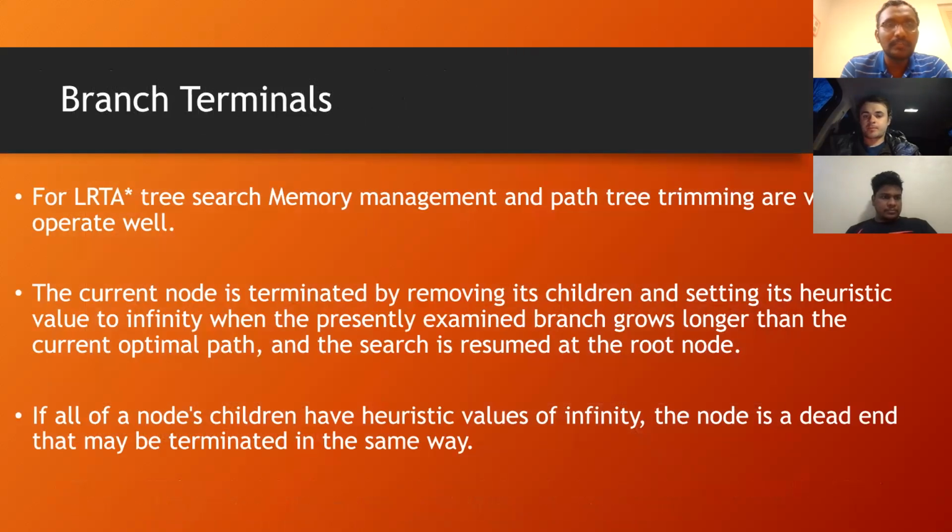For the branch terminals of the LRTA search tree, the memory management and path tree trimming operate very well. The current node is terminated by removing its children, and the heuristic value can be updated to infinity. It can go up to infinity, but we cannot get the infinity value in practice, but it can be optimized by using the root nodes. All of the node's children have heuristic values of infinity. Like I said, nodes which are dead ends may be terminated in the same way.